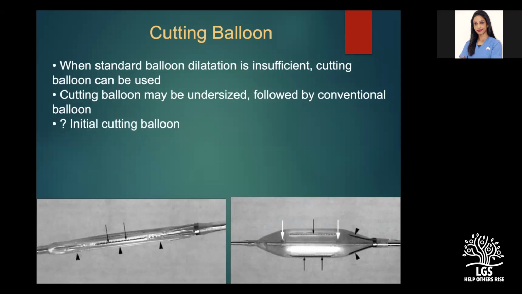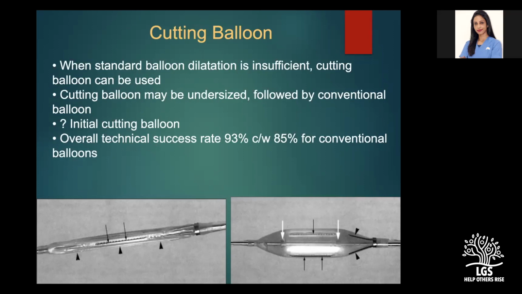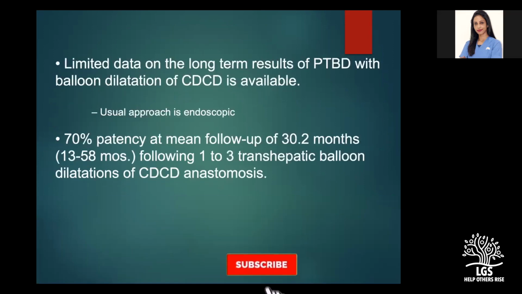This is a technique which I think we used for a couple of patients at our institute, and the results are good when we use cutting balloons for fibrotic strictures. The technical success rate is 63% compared to 85% for conventional balloons. But obviously, in the long-term outcome, we don't know about that. And there are limited data on the long-term results of PTBD with balloon dilatation: 70% patency at a mean follow-up of 30 months following 1 to 3 transhepatic balloon dilatations.